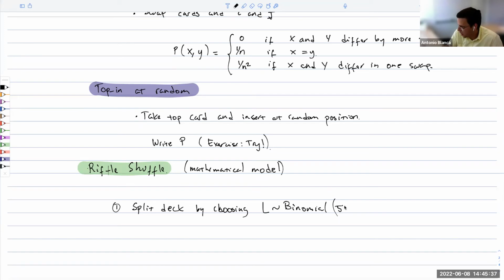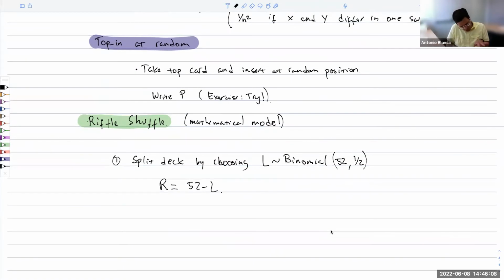Let's say that we have these 52 cards. So we're going to take the binomial with parameters 52 and 1/2. That's going to be the number of cards that go into your left hand. And then we're going to take R to be 52 minus L. All other cards are going to go into your right hand. By the way, are you comfortable with me saying binomial 52, 1/2? Do you know what that means? If not, I'm happy to clarify, but you need to let me know.